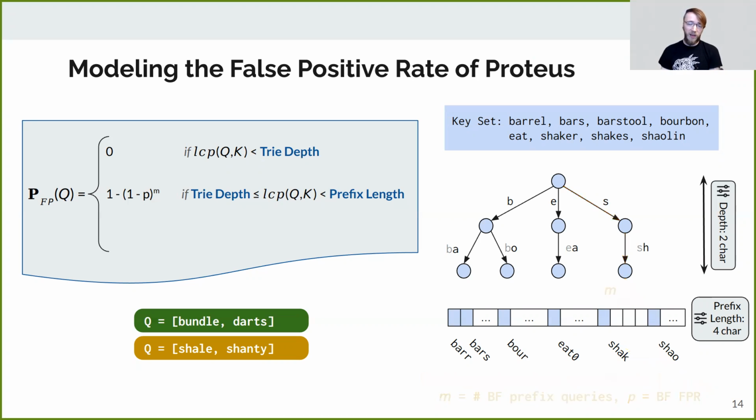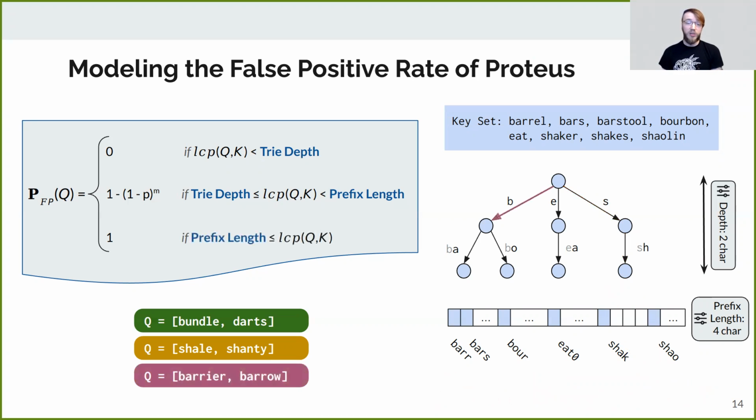Lastly, if the LCP of the query and the key set is greater than the prefix length of the Bloom filter, then there is guaranteed to be a prefix of the query present in the Bloom filter. For example, the query barrier to barrow overlaps with the prefix BARR encoded in the Bloom filter, and will therefore always result in a positive.